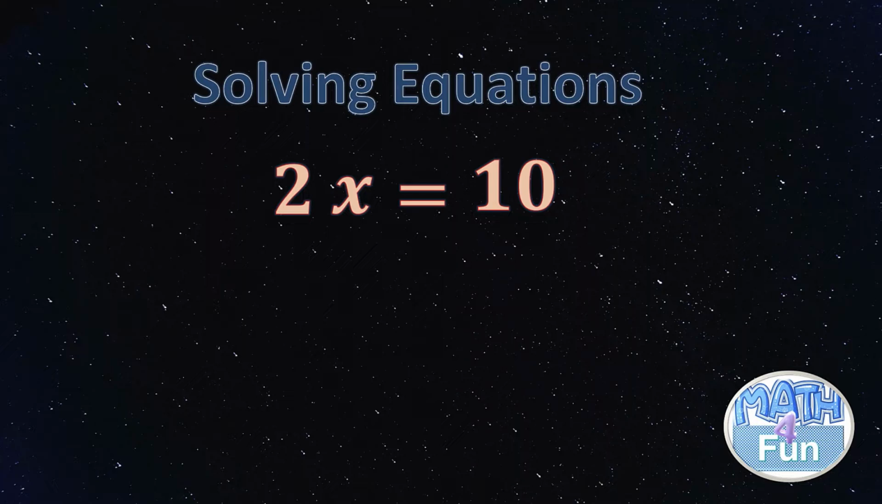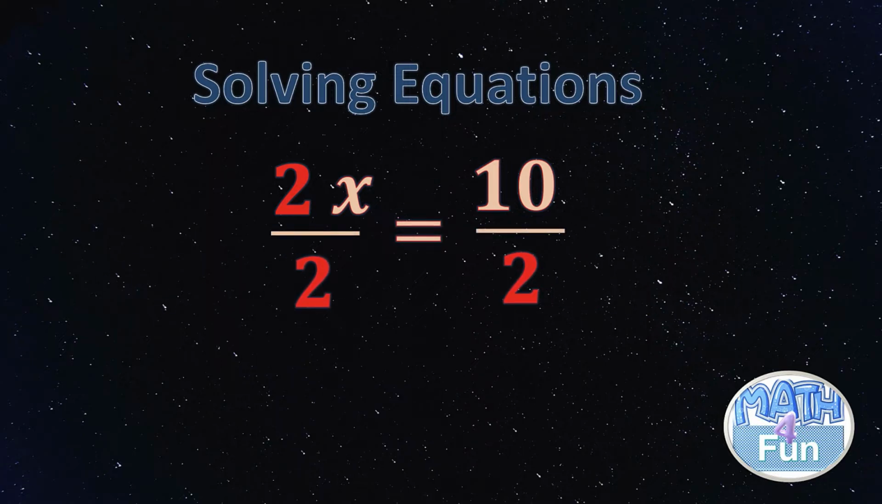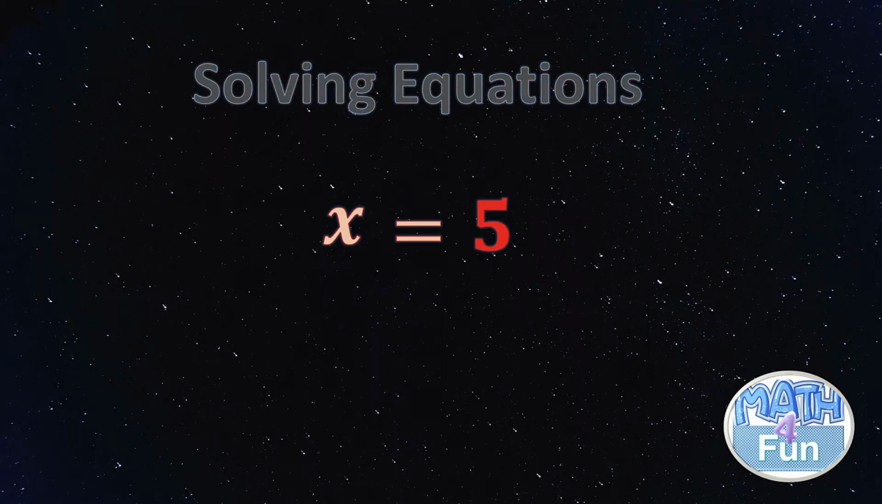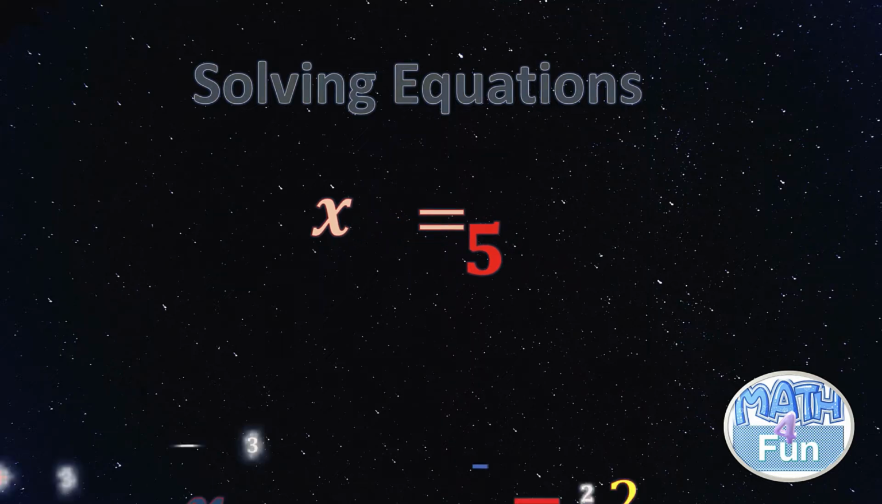Now we have 2 beside x. To remove 2, we divide each side of the equation by 2. So 2 over 2, you get 1. So you're left with 1x, and we don't need to write the 1. And 10 divided by 2 is equal to 5. So x equals 5 is the solution.